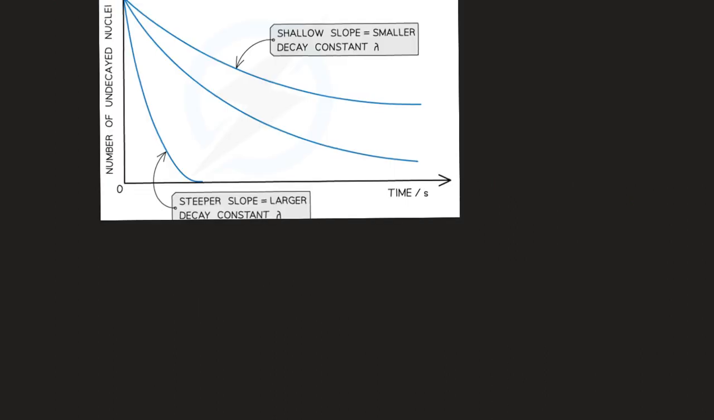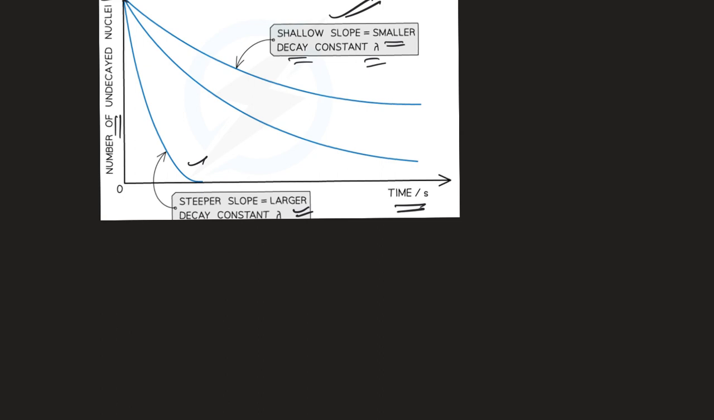In exponential decay, it means in a radioactive decay, the nuclei fall very rapidly without reaching zero. So you will see here we have a shallow slope, so here will be a smaller decay constant, and here we have a steeper slope, so that will be a large decay constant. In this graph we plot time against the number of undecayed nuclei, which is equal to N.